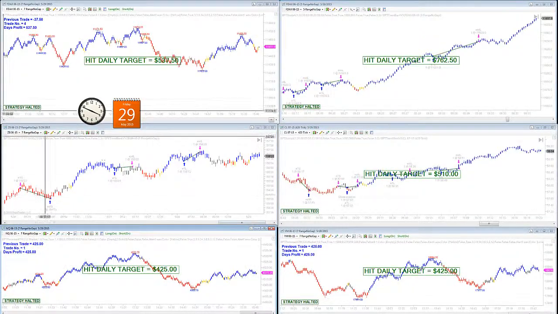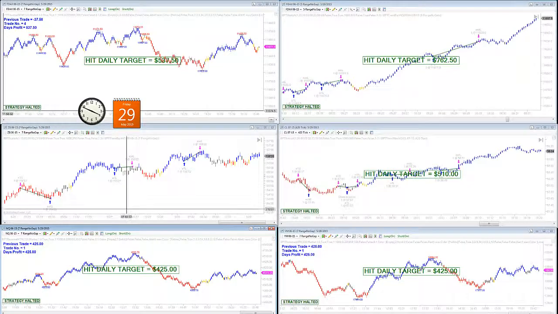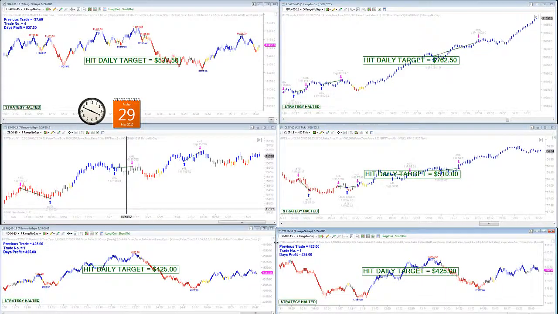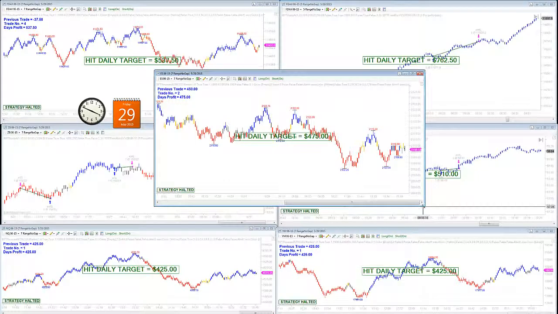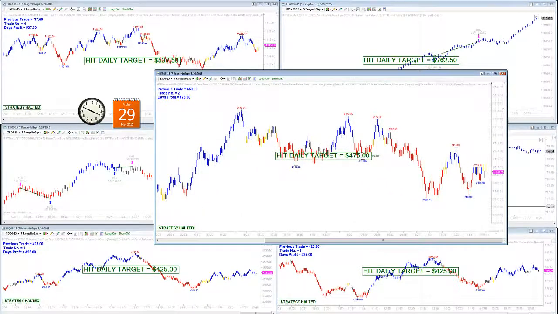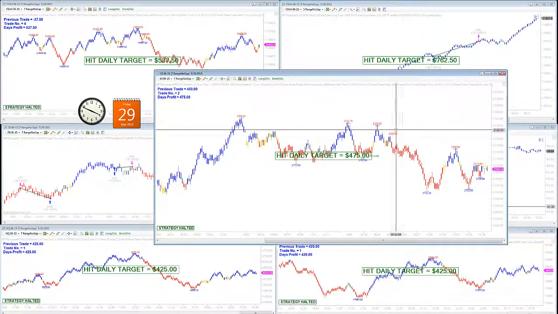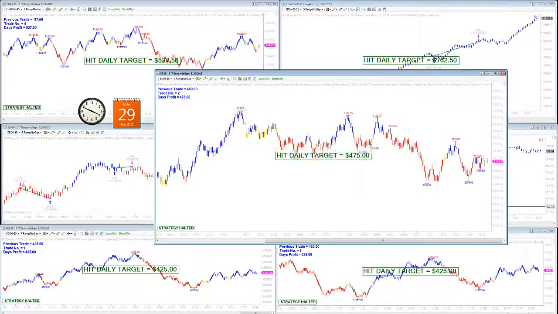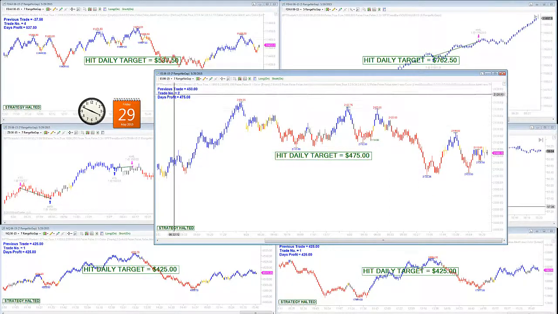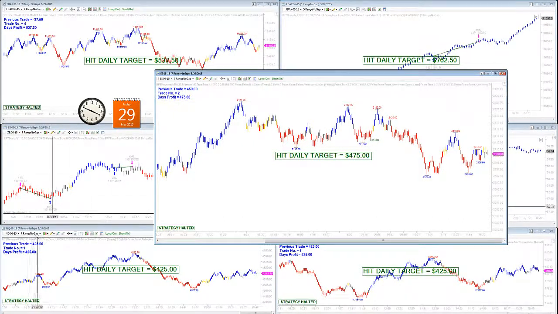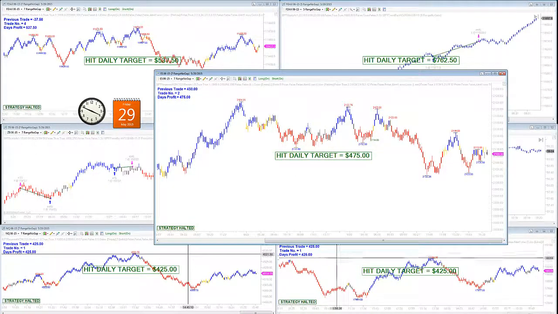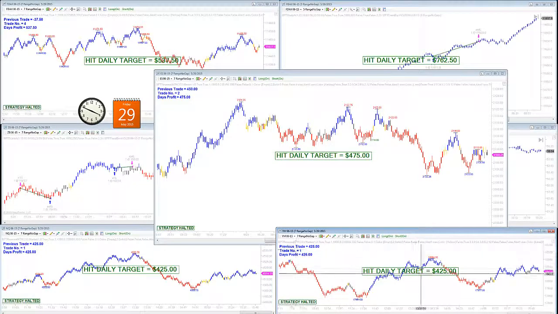At the same time, we followed up on the YM and the Nasdaq, because we have all the markets here and we cannot leave the ES out of the picture. The ES had a bumpy ride today, a little turbulence, but we nailed it, and it took 2 trades, which is amazing. 475 on the ES on 2 trades, 1 trade on the Nasdaq 425, and on the YM 1 trade 425.